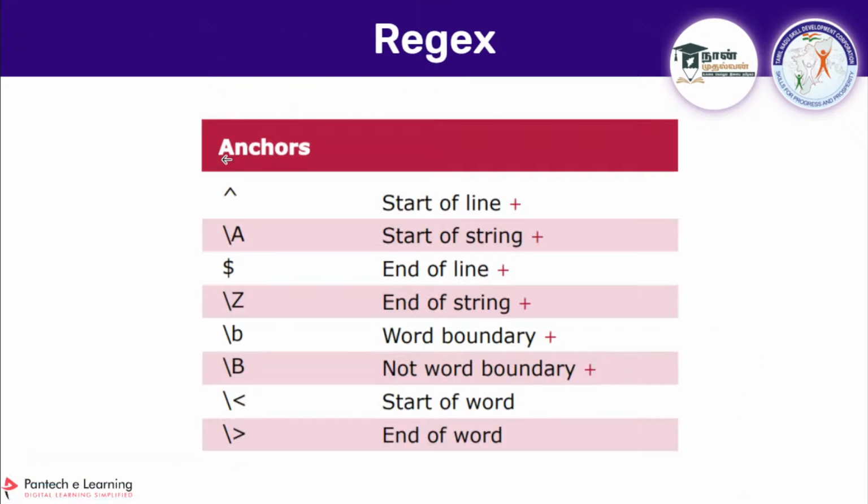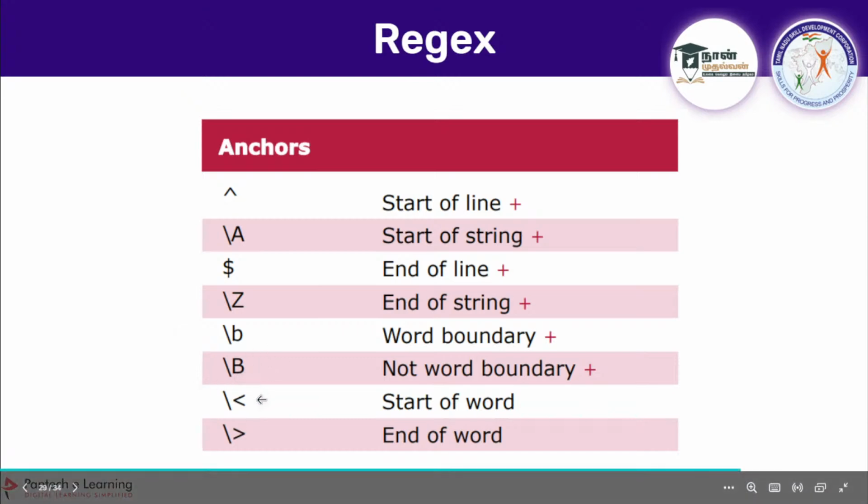Some of the regular expression anchors, like some of the tasks here: this will help you find something present at the start of the line, and this will be for something at the end of the line or end of a string. Word boundary, if you want to find a word without any spaces. Not a word boundary is the capital B. This will define the start of a word, and this will define the end of a word.